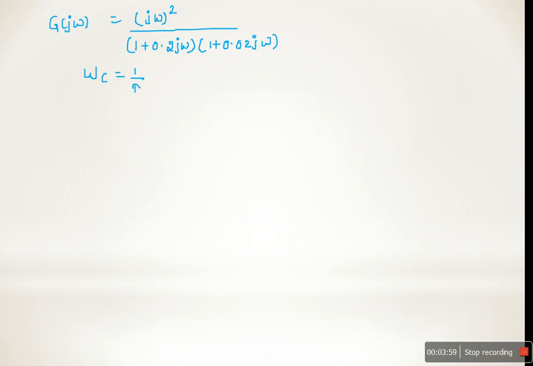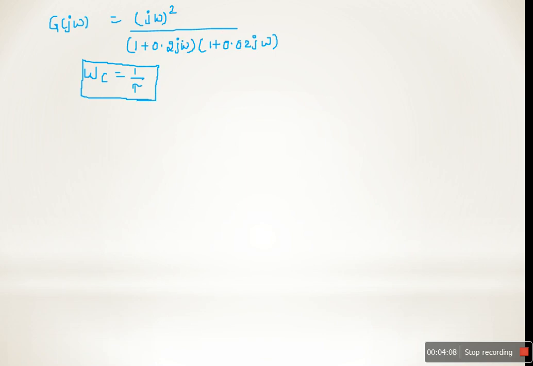I am once again writing the given transfer function, that is G(j omega) equal to (j omega) squared divided by (1 + 0.2 j omega)(1 + 0.02 j omega). The corner frequency is denoted with omega c, and it is equal to 1 by the time constant tau. The corner frequency is nothing but omega c equal to 1 by tau.